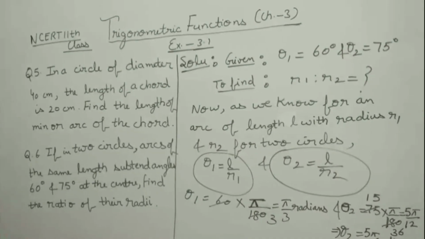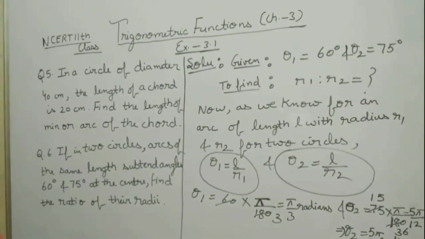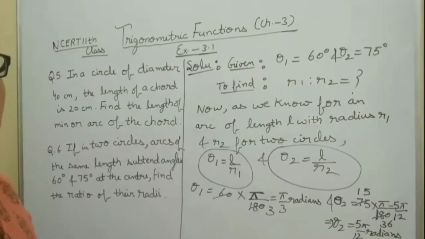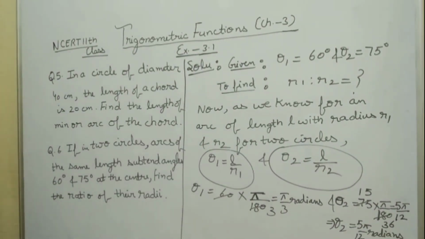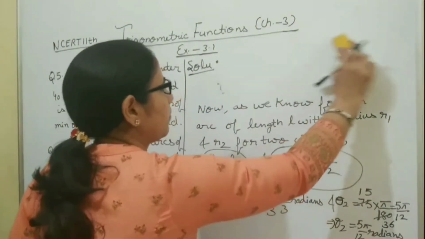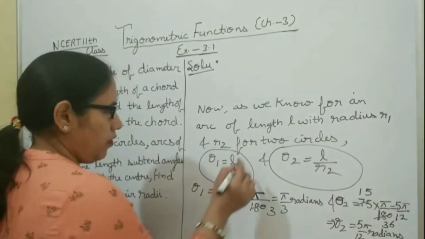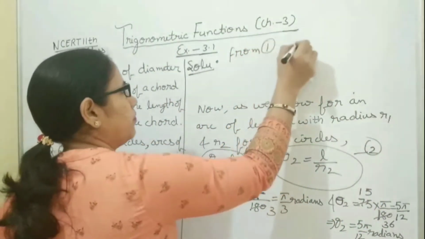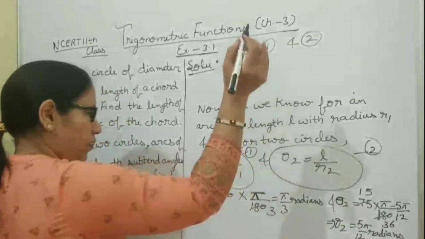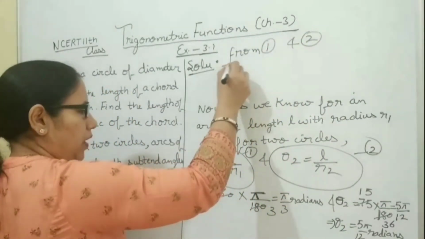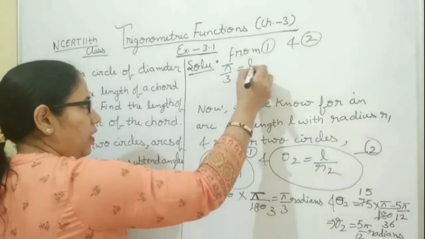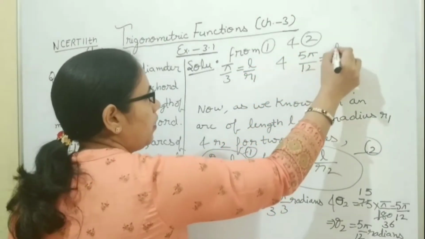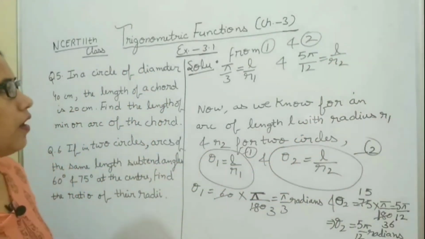Now calculate the ratio of radii R1 and R2. From 1 and 2, theta 1 is pi by 3 equals L by R1, and theta 2 is 5 pi by 12 equals L by R2. Clear?